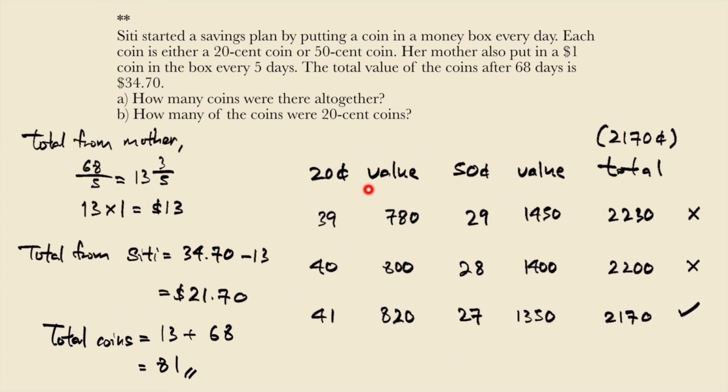Now, we are going to find out 20-cent coins, 50-cent coins. Before that though, from the total value, we will subtract $13 because that's from the mother. We don't want that. We want to find out how much from Siti only. That will be 34.70 minus 13, that's 21.70, which is 2170 cents. And since we know that a total of 68 coins were from Siti, 1 a day, we must make sure the total adds up to 68. From then on, that's pretty simple, just guess and check. And for the answer to part B, 20-cent coins, that would be 41.